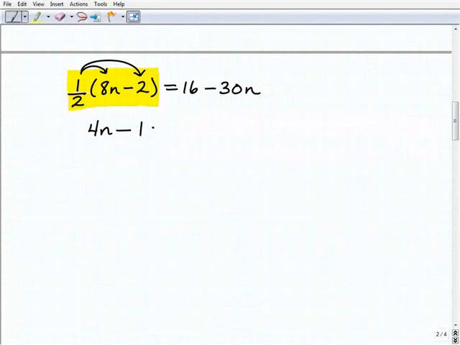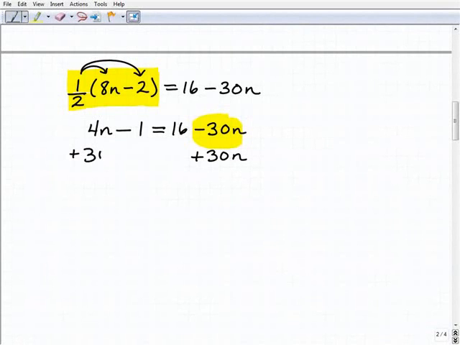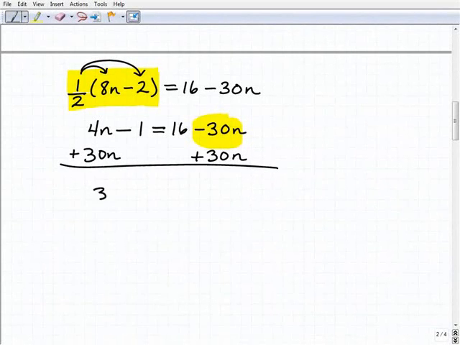Okay, so that's going to be equal to 16 minus 30n. All right, so there's no like terms to combine on either side of the equation. So I'm going to go ahead and move my variable term over to the left-hand side. So I'm going to add 30n here. Okay, I'm going to add a 30n over here. So that's going to give me 34n minus 1 equals 16.